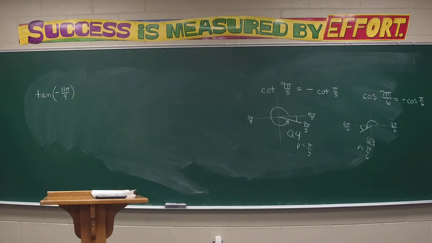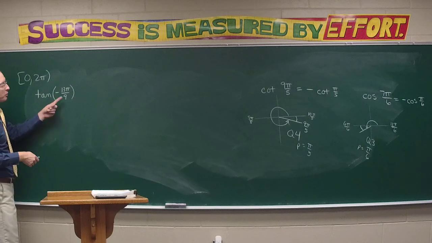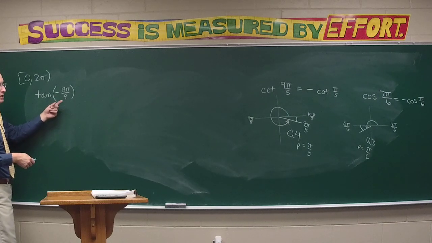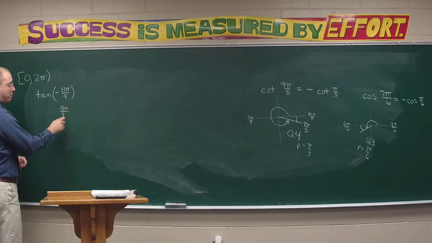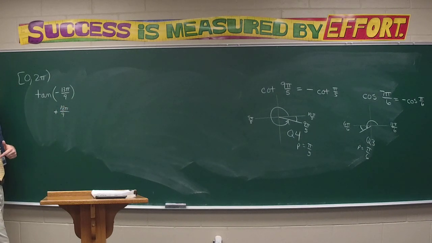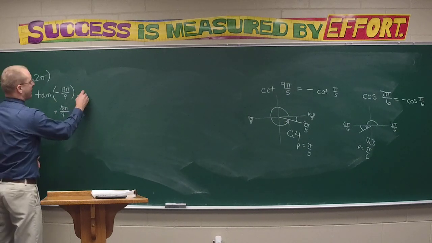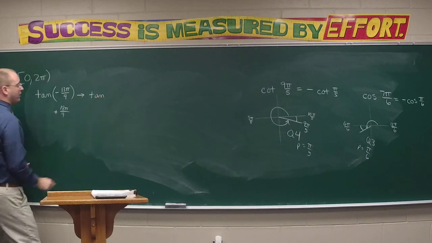What? Negative angle? That's not between 0 and 2 pi, is it? If it's not between 0 and 360, we add 360, right? Well, in radians we add 2 pi. How do I write 2 pi with a denominator of 9? 18 over 9 of a pi is 2 pi. So just as we would add 360 to negative angles, in radians you add 2 pi, or 18 pi over 9 in this case. So I can rewrite this as the tangent of 5 pi over 9.